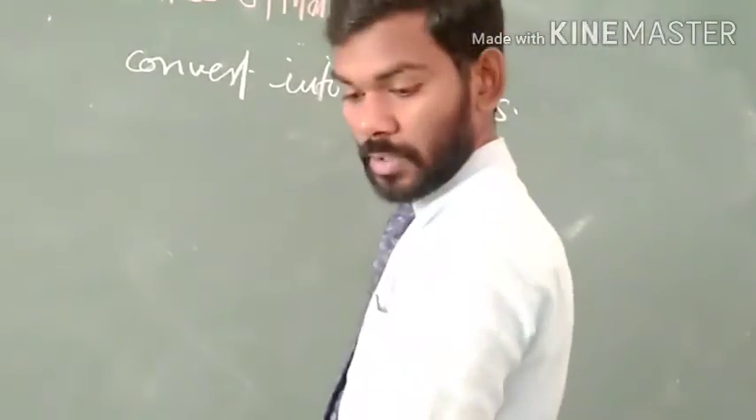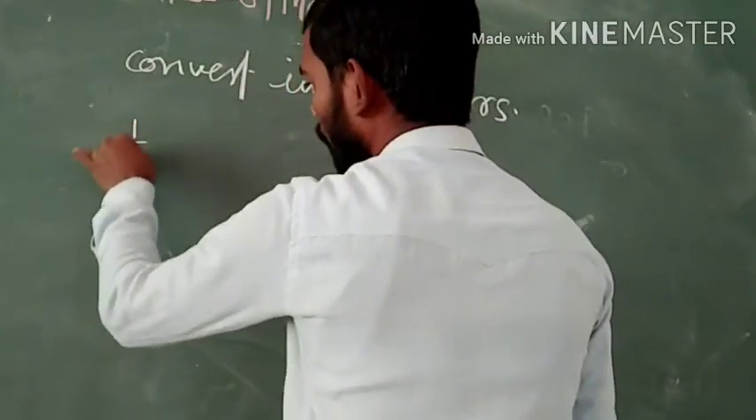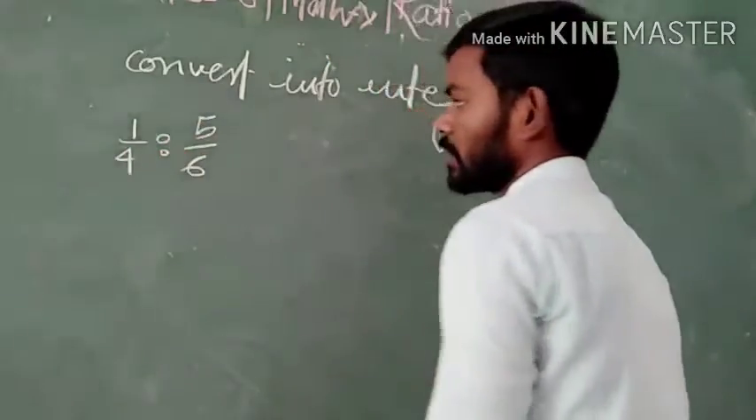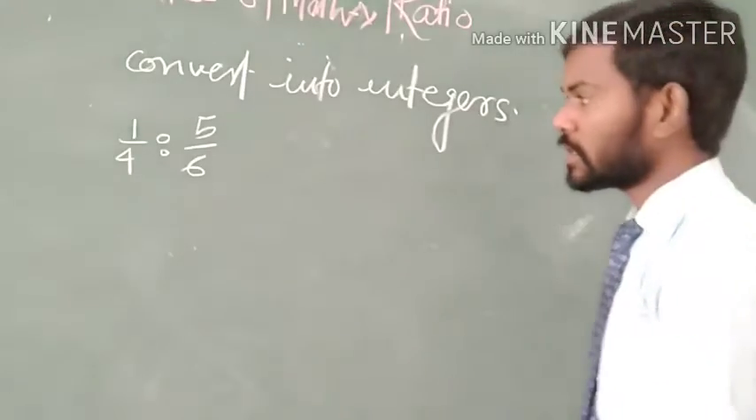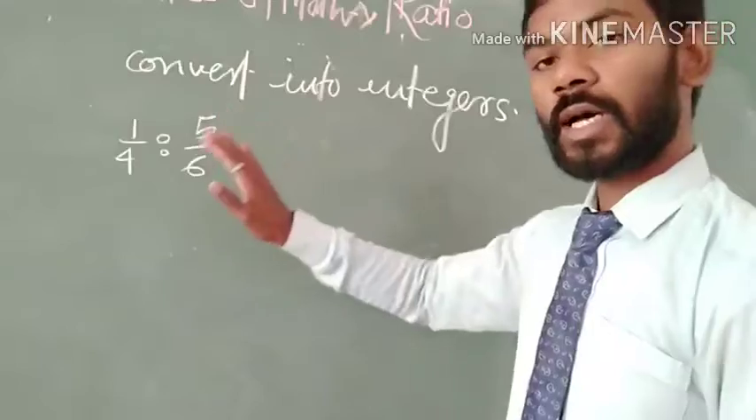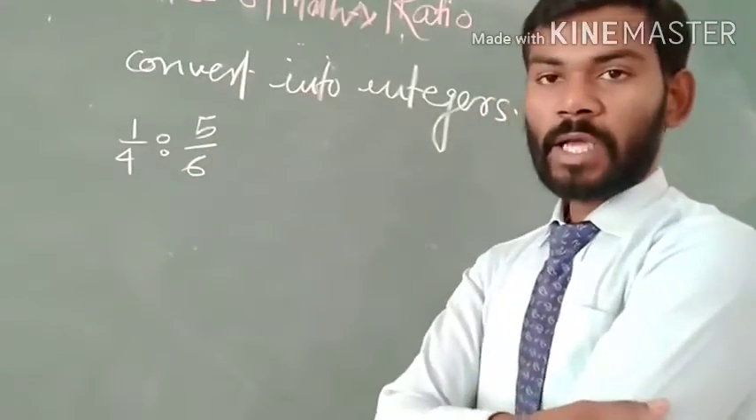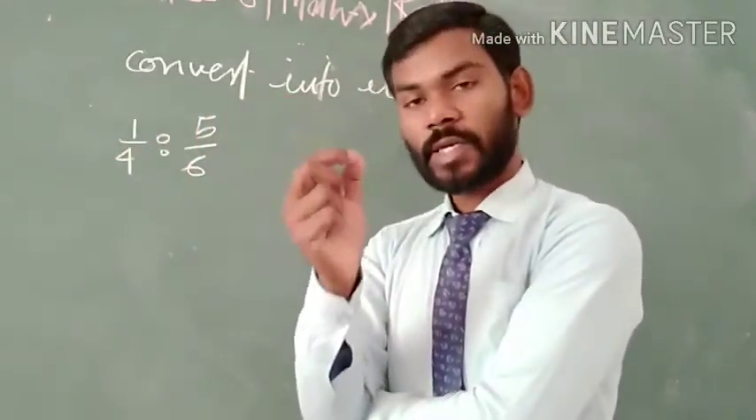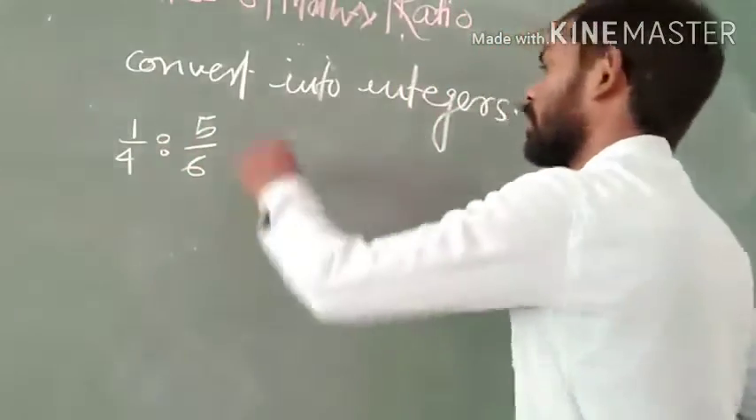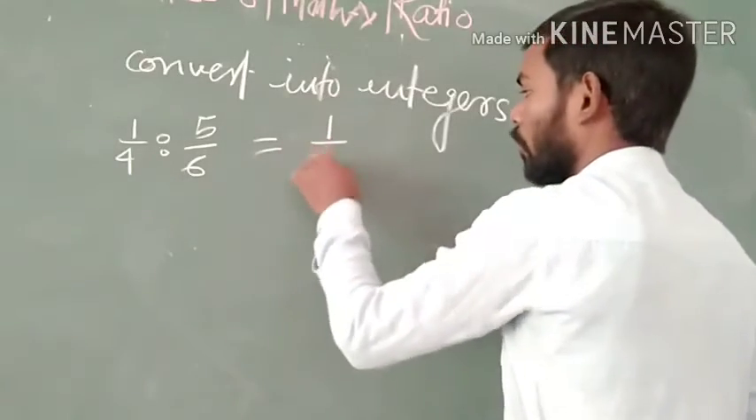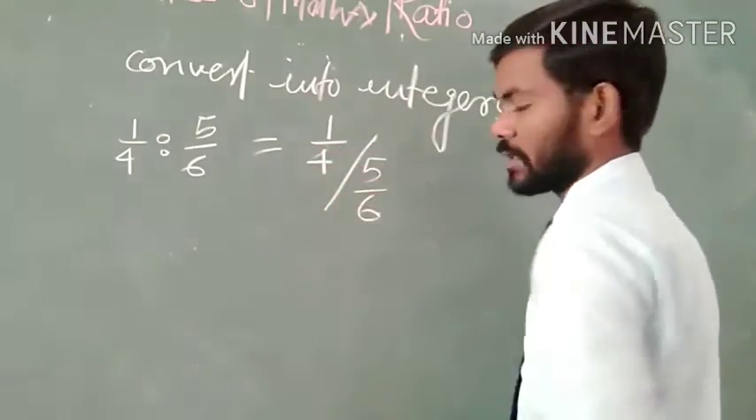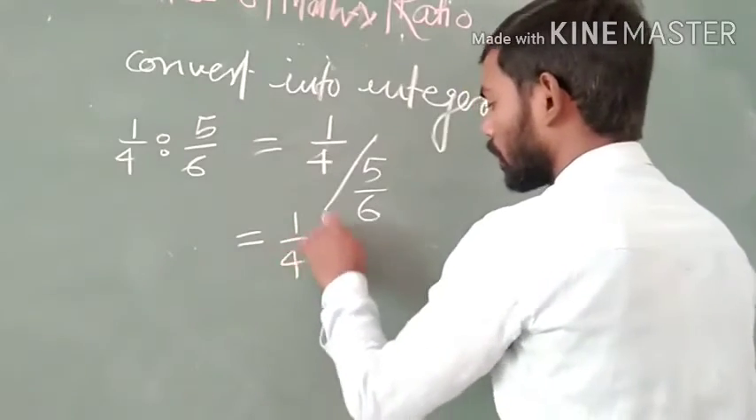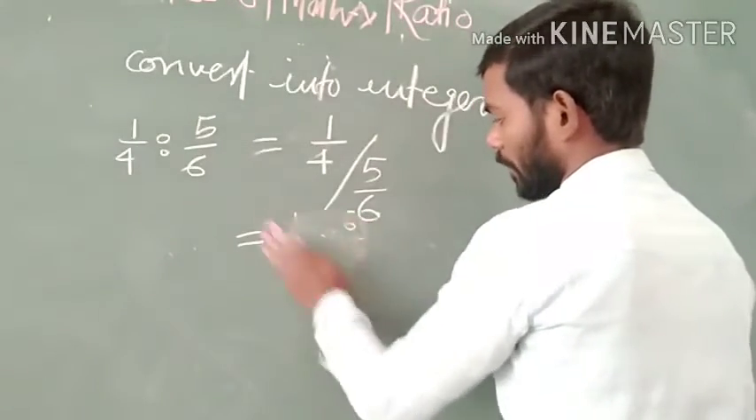So let's convert them. The first question is 1 upon 4 ratio 5 upon 6. In this question, we can see that the ratio is given in fractions and we have to change them into integers. Since we know that ratio means division, it can be written in division form like this: 1 upon 4 divided by 5 upon 6. And when it goes upside, it becomes 1 upon 4 multiplied by 6 upon 5.